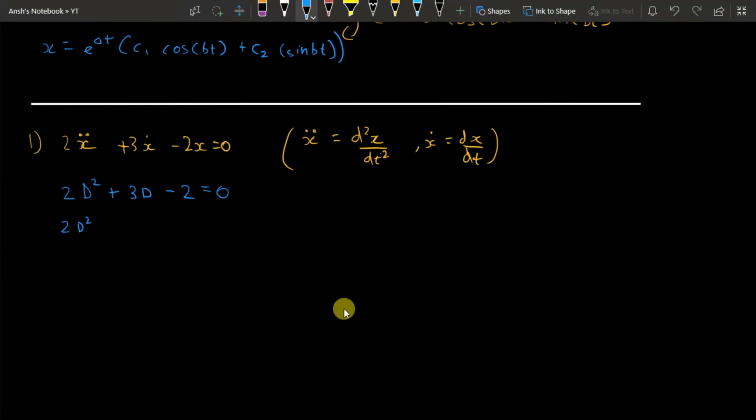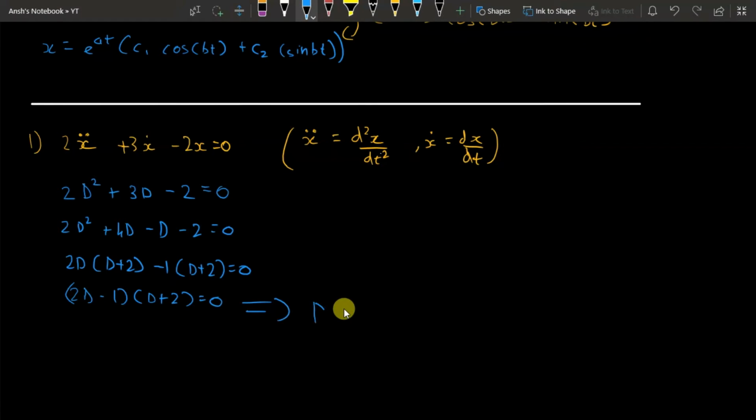We break down the middle term as 2d square plus 4d minus d minus 2 is equal to 0. When you take out 2d common from the first two terms, you get 2d times d plus 2. Then you take out minus 1 from the last two terms, and you get again d plus 2, equal to 0. So this simplifies into 2d minus 1 into d plus 2 is equal to 0. The solution that we get for this is that d is equal to 1/2 or d is equal to minus 2. So these are our r1 and r2 actually. These are the roots of the quadratic equation that we want to find.